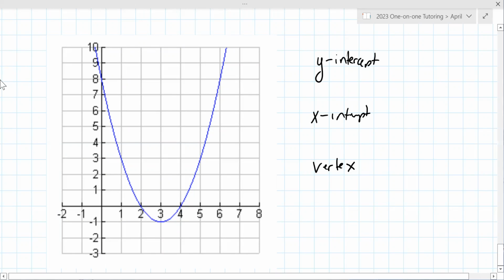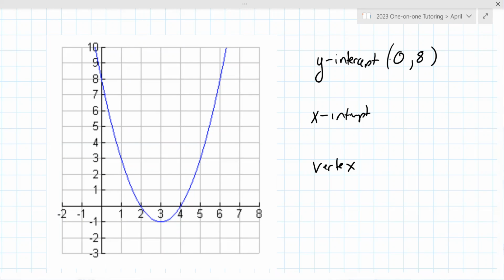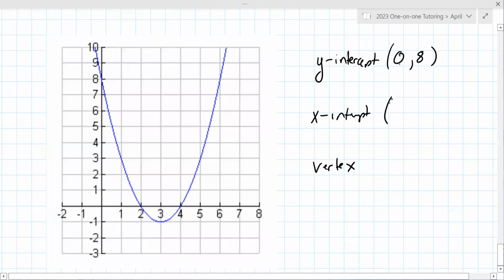Is 8. So 0, 8, it's an ordered pair. They're all ordered pairs. X has 2 of them, so how do I go about that? Give me the first one. Give me the second one. 2 and 4. So ordered pairs.